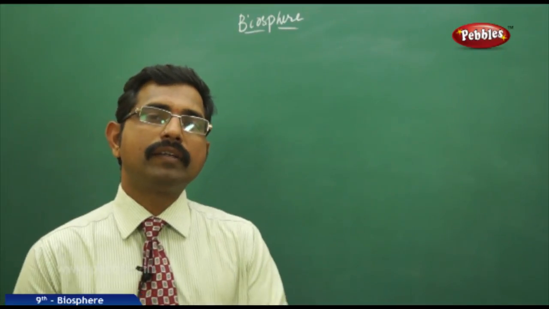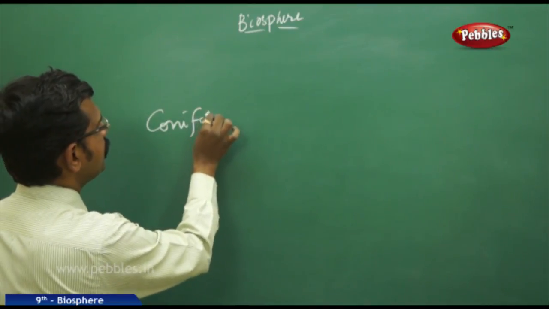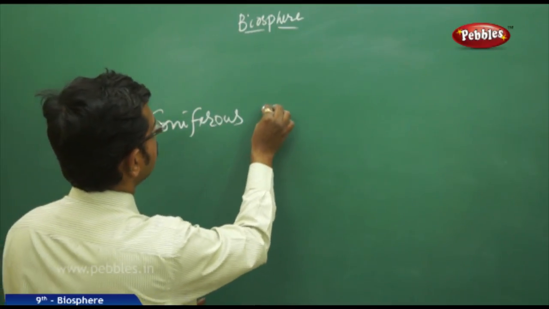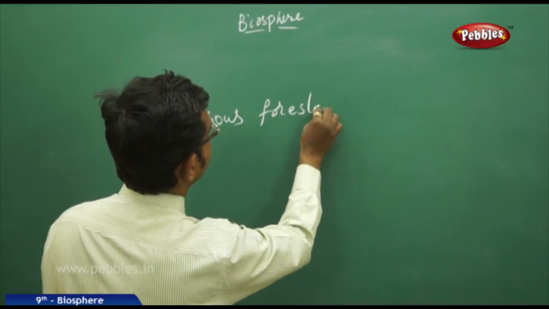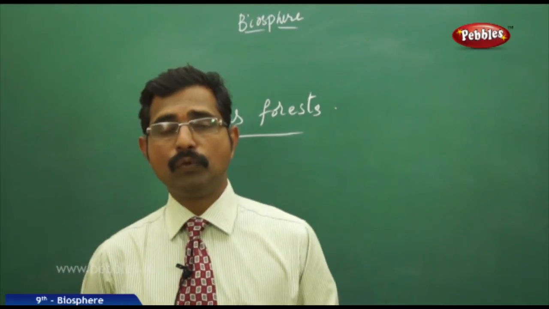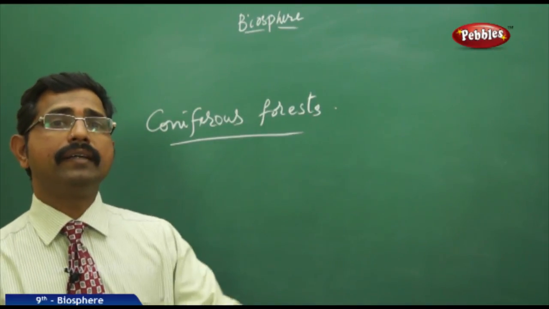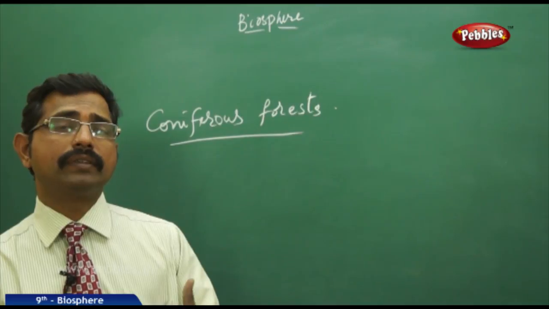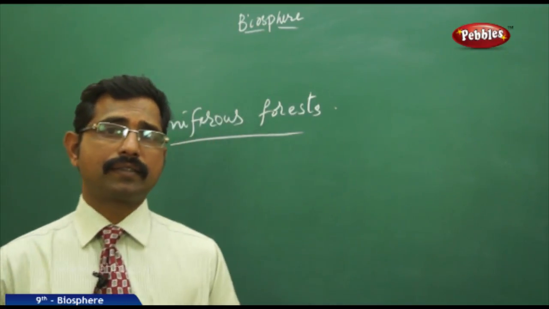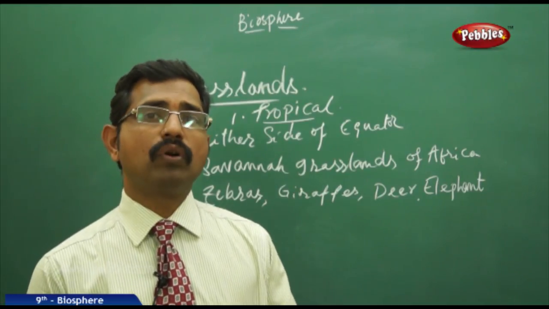Apart from this, we have another type of forest called coniferous forest. This coniferous forest you usually observe in the Himalayan ranges. This coniferous forest has hardwood trees and also softwood trees. And this coniferous forest is especially found in the polar regions, where they get snow and this kind of climatic conditions. Similar to forests, we have another type of natural vegetation called grasslands.